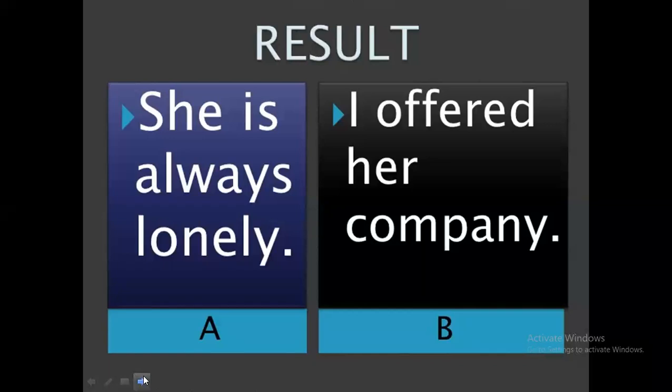Second one. I'll give you the answers in the end, children. Now you have to give the result. I have already told you where you're using, where you're giving result, addition. I showed you. So she is always lonely. I offered her company. So results and the reason, cause and effect. Remember that.